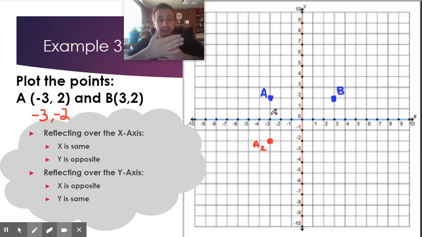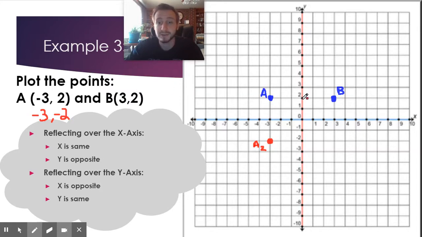This is a reflection. It's as if I were to fold the x-axis in half, right? They would be touching. If I were reflecting over the y-axis, the x is opposite and the y is the same. So if you look, A and B are a reflection over the y-axis because their x values are opposite. So the opposite of a negative 3 is a positive 3, and the y values stayed the same.